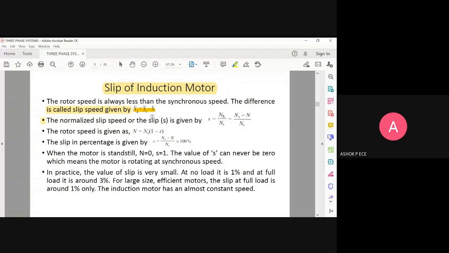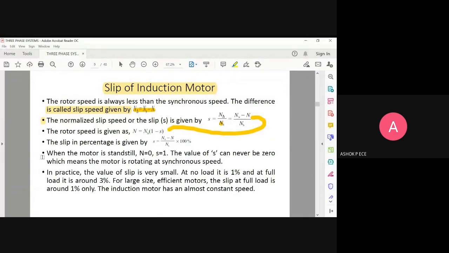Our reference is always going to be the synchronous speed. So divide N delta by Ns. So it is (Ns minus N) by Ns, or it is 1 minus N by Ns. If I simplify, I can find the rotor speed in terms of slip, given by N equal to Ns into (1 minus s). Percentage slip means this value multiplied by 100% is going to be the percentage slip.